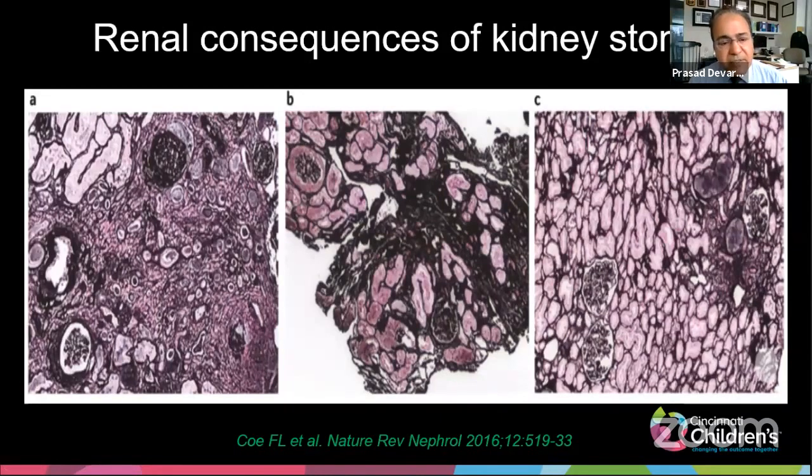So what happens is that when these crystals get deposited in the tubules, there is massive damage to the tubules. They leak into the interstitium. They cause an inflammatory response in the interstitium. There is interstitial fibrosis, tubular atrophy, and secondary glomerulosclerosis. This doesn't look like a kidney to me. And this is just a patient who had kidney stones and no other primary kidney disease. So take-home message, kidney stones lead to chronic kidney disease.